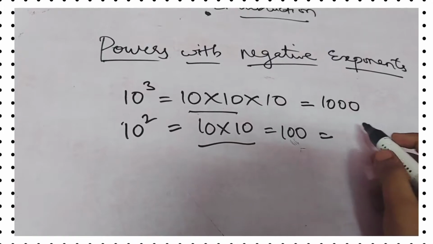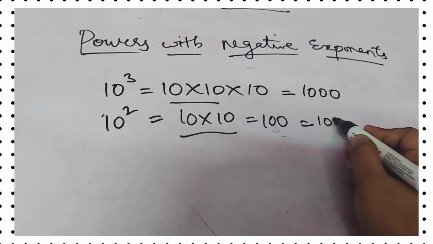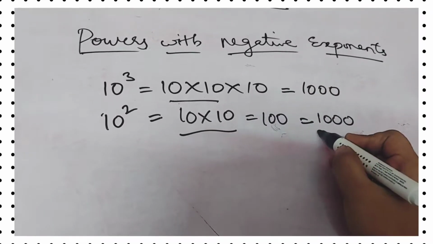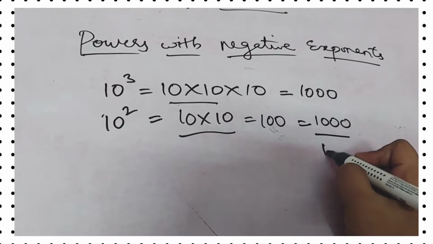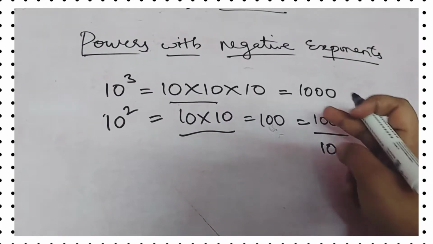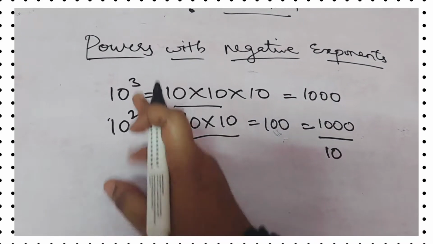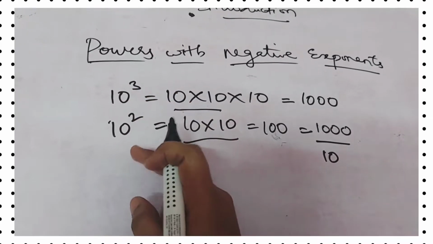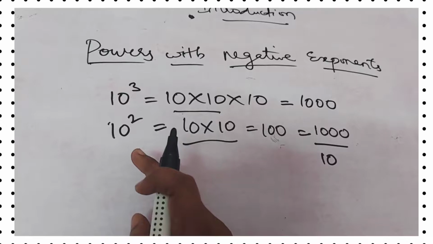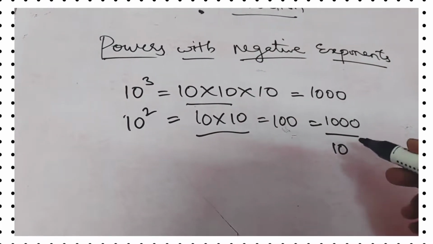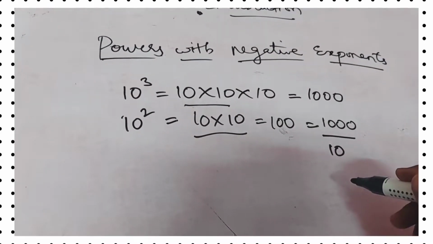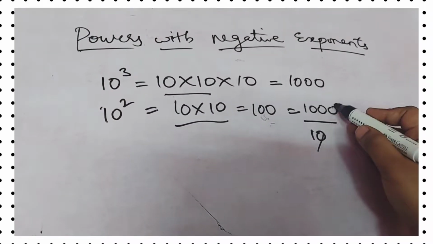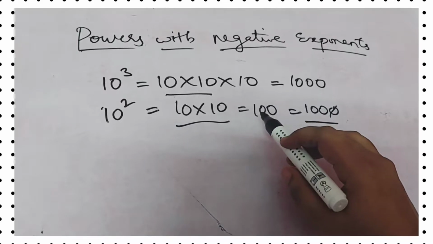Now you have to take this 1000 here by 10. As the exponent decreases, here 3 is there, here 2 is there, as the exponent decreases by 1, the value will become 1/10 of the previous value. If we cancel this 0 and this 0, again it will become 100 only.